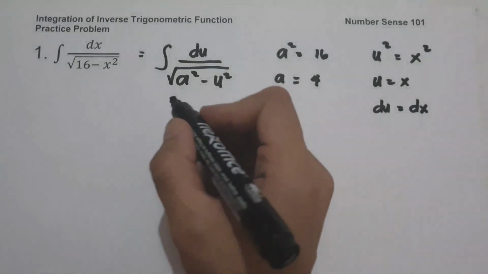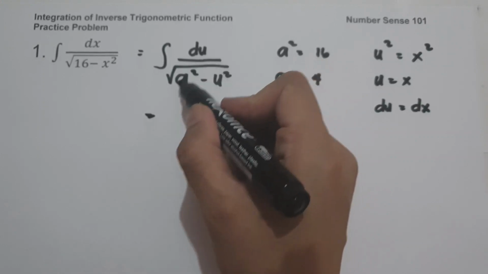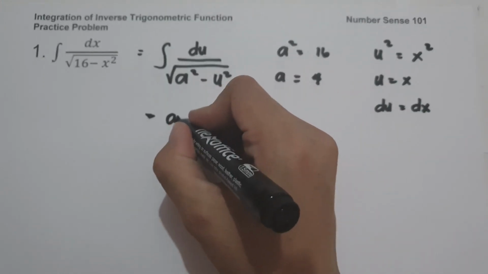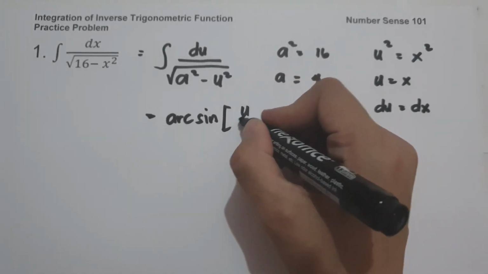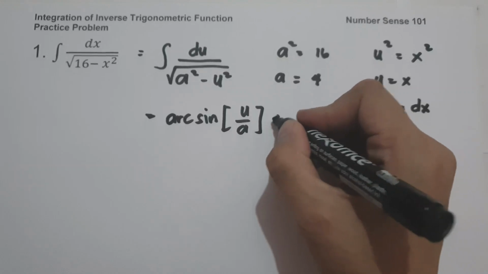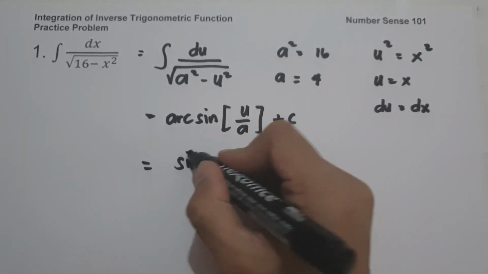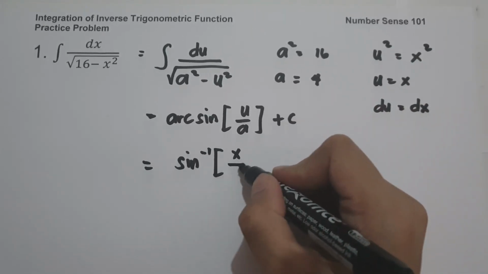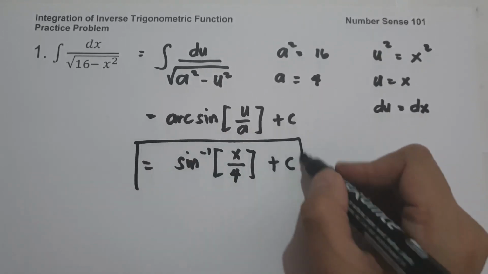So let us have the antiderivative of du over square root of a squared minus u squared, that is arc sine u over a plus c, which can be written as arc sine of the value of u, that is x, over the value of a, that is 4, plus c, and this will be our answer.